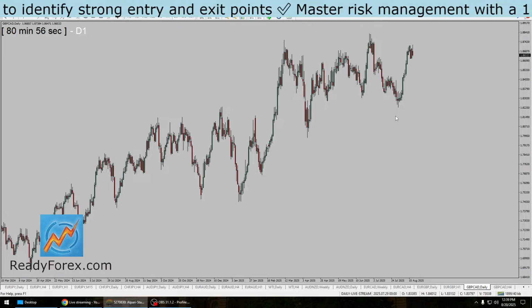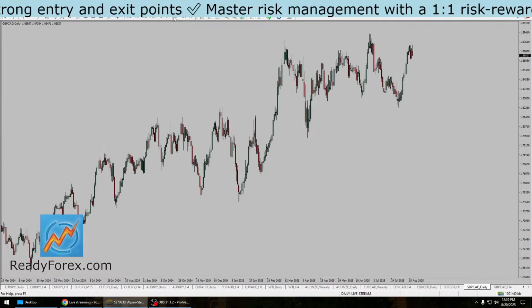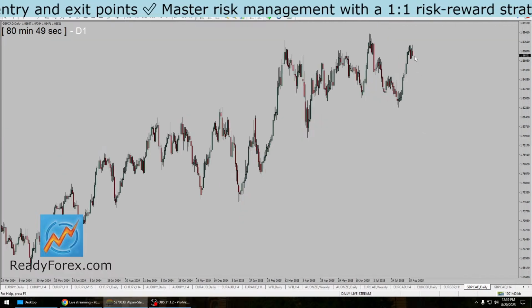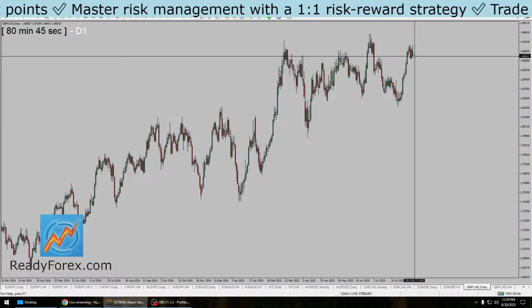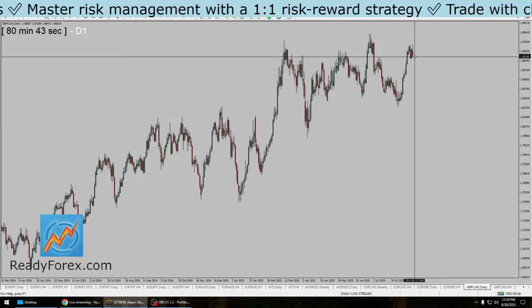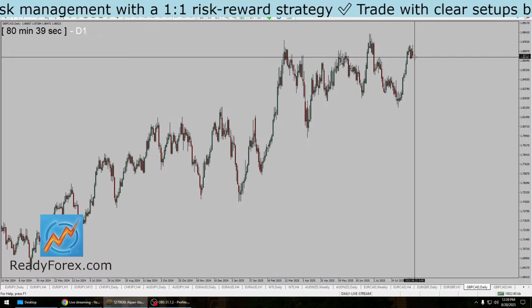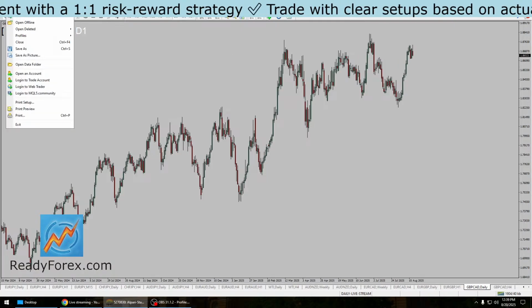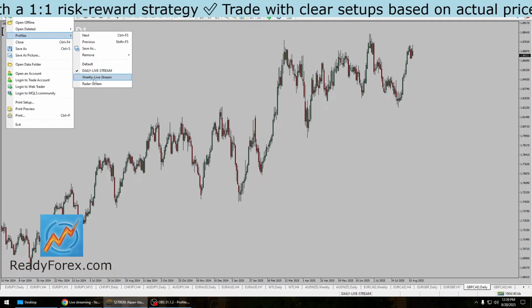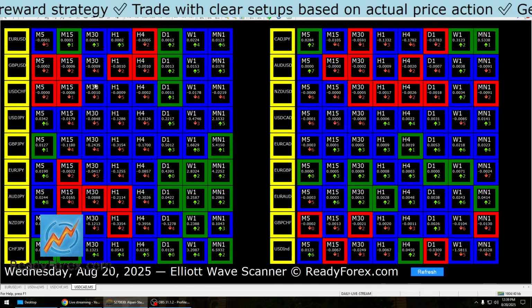Next one is the GBPCAD. GBPCAD, the trend is up and I expect more upside in the GBPCAD currency pair. The way I see GBPCAD, we might get a drop. Let me go back to the radar screen and see what's going on in GBPCAD. Then I will come back and check out.